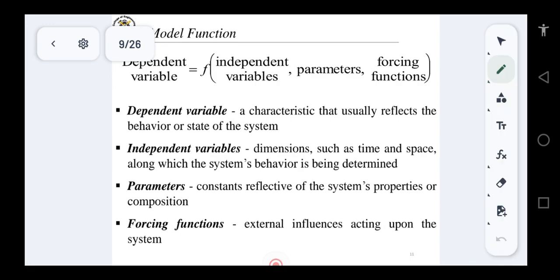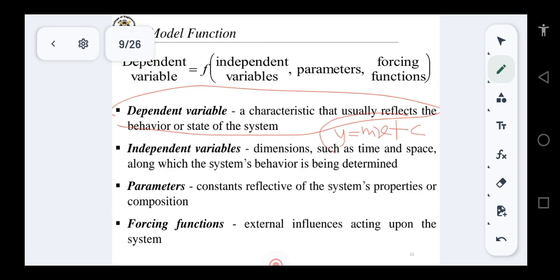So an independent variable is just a characteristic that usually reflects the behavior or state of the system, right? For instance, when I write y is equal to mx plus c, we know that m is the gradient and c is the y-intercept. And y is the dependent variable. It depends on the parameters, right? So we have dependent and we have independent variables.